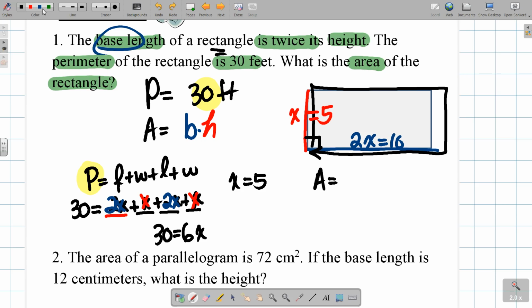Area equals base. Base is now 10. Our height is 5. Check your units. It's going to be feet squared.